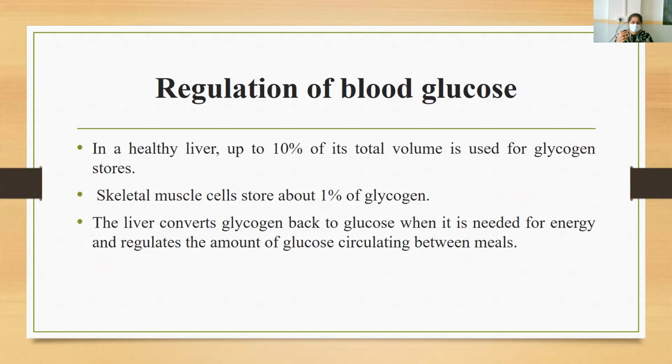And the skeletal muscle. We also know that glycogen is stored in the liver as well as in muscle. So in muscle also a part of glycogen is stored, but that comprises only 1%. And the liver converts glycogen back to glucose when it is needed for energy and regulates the amount of glucose circulating between meals. So the liver is the one which actually converts the glycogen to glucose when it requires energy, and thus it regulates the amount of glucose circulating between meals.